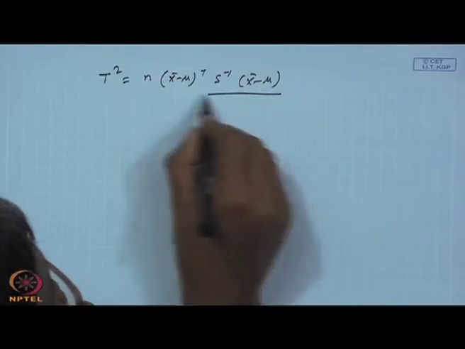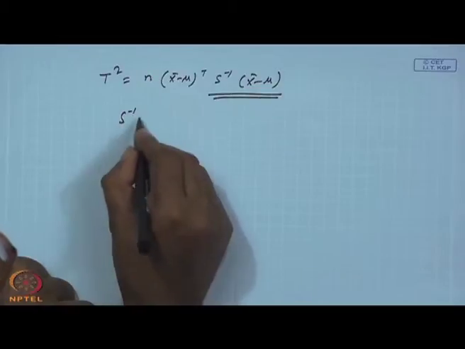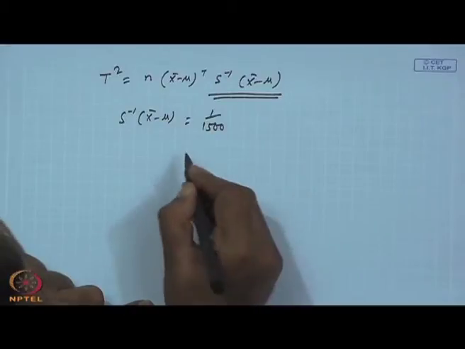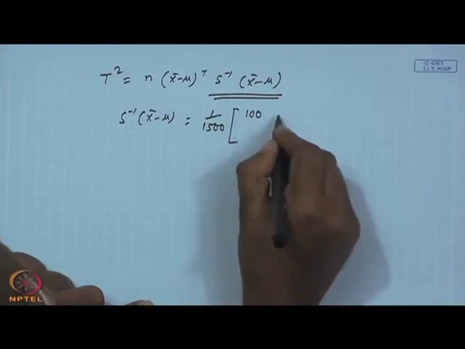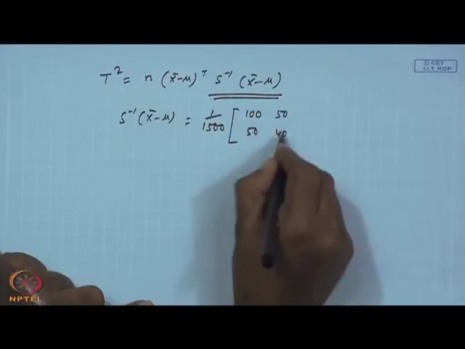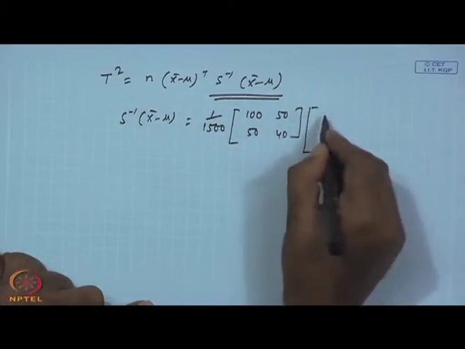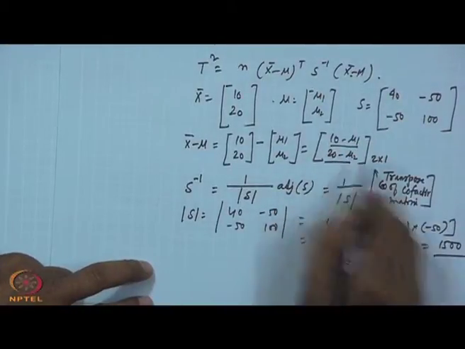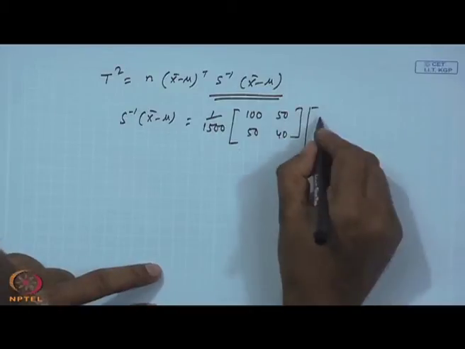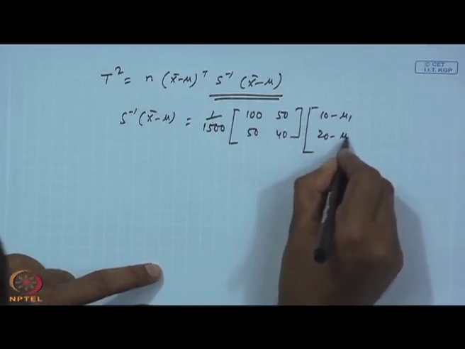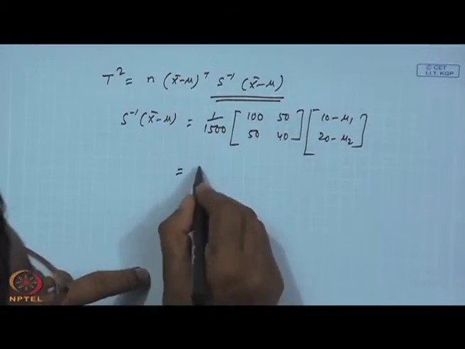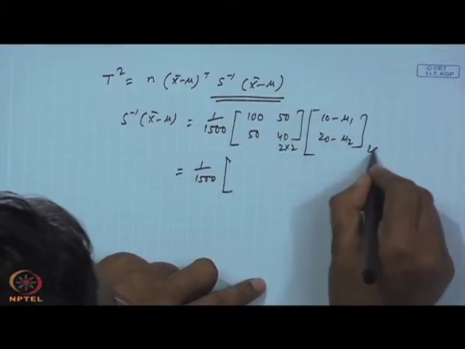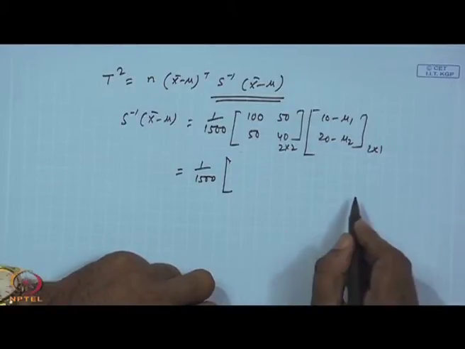So, I can see this one first. If I write S inverse times (x bar minus mu), then this is nothing but 1 by 1500 into [100, 50; 50, 40], and your x bar minus mu is [10 minus mu 1; 20 minus mu 2]. So, 1 by 1500, this is a 2 cross 2 matrix and a 2 cross 1 matrix. So, your resultant will be a 2 cross 1 matrix.